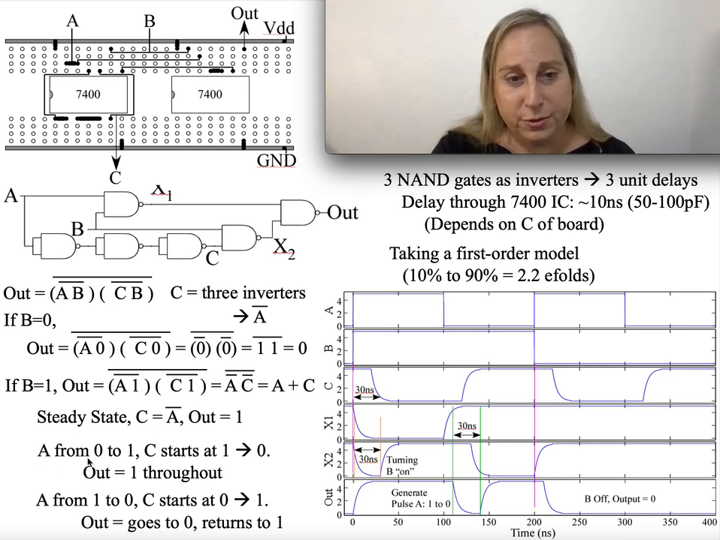If A goes from 0 to 1, C goes from 1 to 0, so I still get 1 throughout. But if A goes from 1 to 0, C then goes from 0 to 1, and I get the output going to 0 and then returning back to 1. It's interesting then to ask what the timing diagram looks like for this. You get two parts: A going up and down, and B going up and then down.